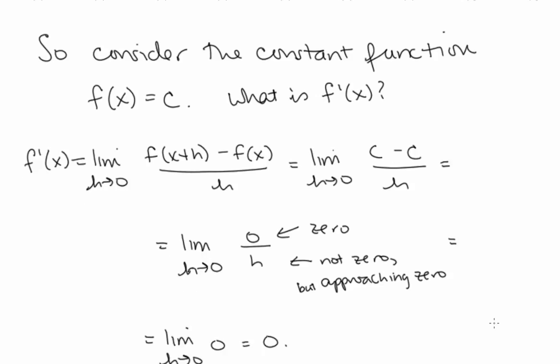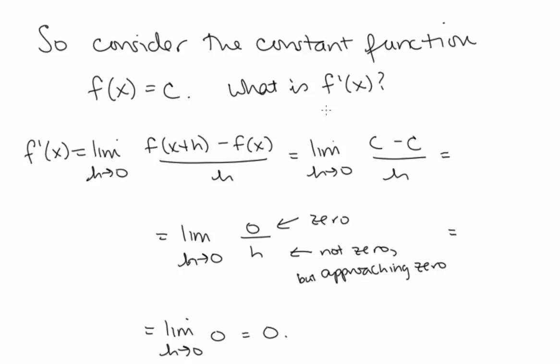What is f prime of x? Well, by definition, we know that f prime of x is the limit as h goes to 0 of f of x plus h minus f of x over h. Since it's a constant function, both of these function evaluations are equal to c, and so we're taking the limit of 0 over h as h goes to 0. Now notice, for each different h value, we have a quotient that is 0 in the numerator and not 0 in the denominator. So each of these quotients is equal to 0, and so this limit is equal to 0.